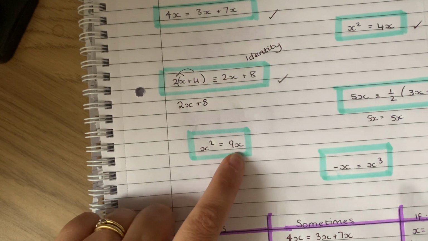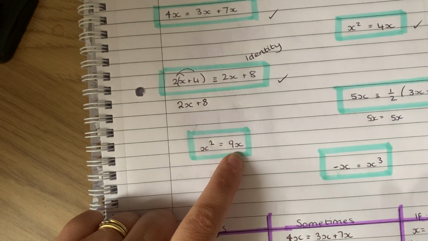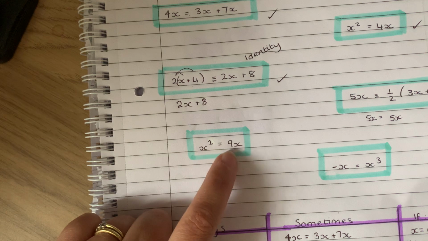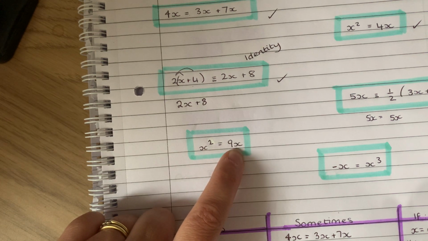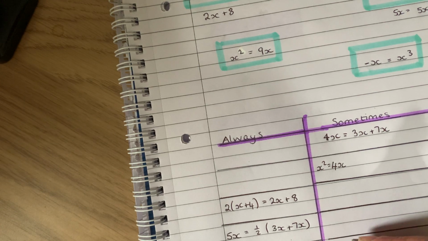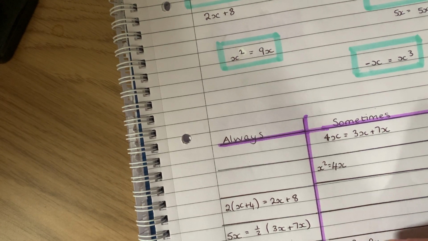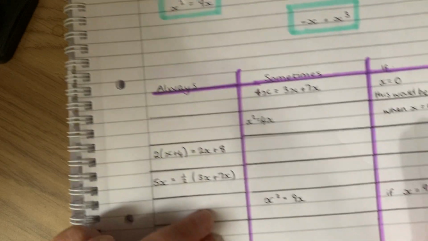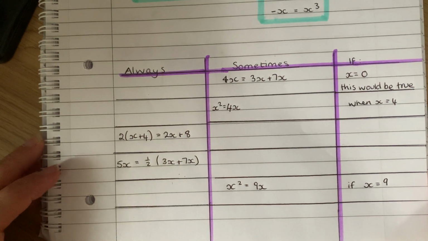Okay, the next one, x squared is 9x. Right, well, that's sometimes true if x is 9, because 9 squared is 81, and 9 times 9 is 81. So if x equals 9.